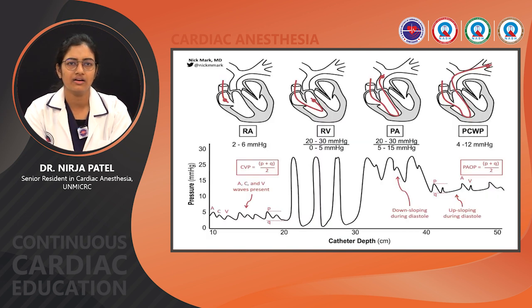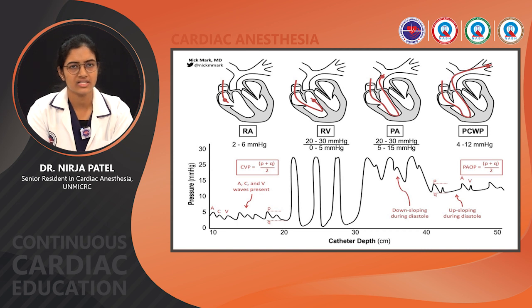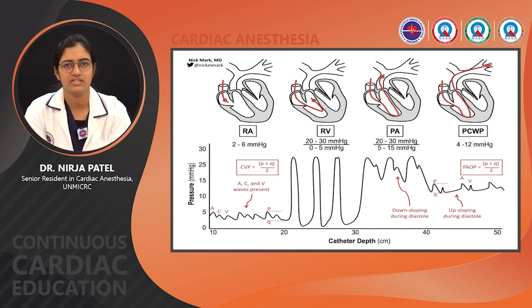This figure shows the length of the catheter and along with that which waveform we will get on monitoring. At the level of 10 to 20 centimeter, the catheter is in the RA, so we will get the CVP waveform. Pressure is around 2 to 6 mm of Hg. At an insertion depth of 20 to 30 centimeter, the catheter is in the RV, so we will see the RV waveform on monitoring. Systolic pressure will go up. Systolic pressure is around 20 to 30 and diastolic remains low, like 0 to 5 mm of Hg.